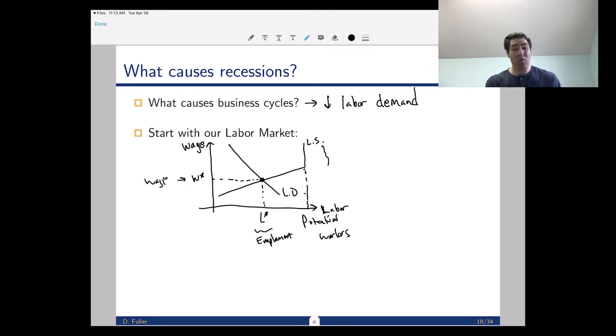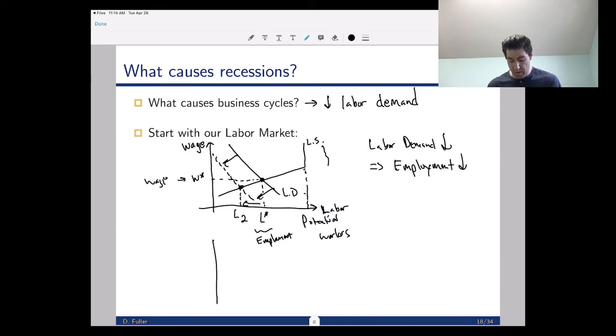Okay, and so now what's going to be important for us is to try to recall what it is that determined labor demand. So what's going to happen in a recession is that labor demand is going to decrease. And that is going to decrease the quantity of labor that we use. Employment is going to go down. So labor demand decreases, employment goes down, and I can then draw another graph here.